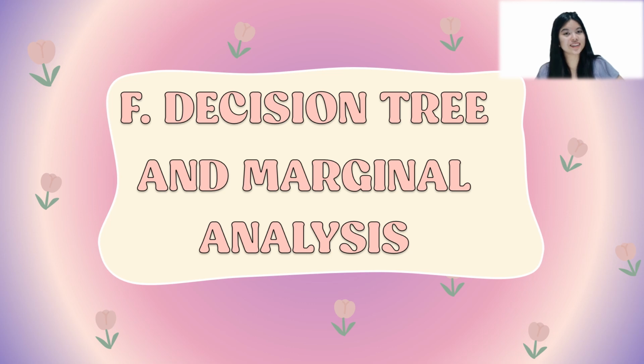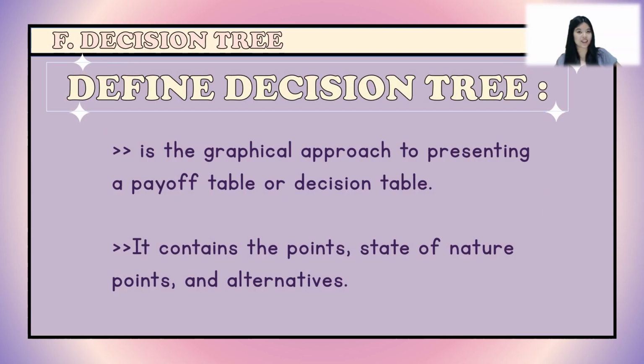Let us now proceed to decision tree. First, let me define what a decision is. A decision is a choice that you make about something after thinking about several choices, and it is a choice that you made with alternative courses of action in a situation of uncertainty. Let us define decision tree.